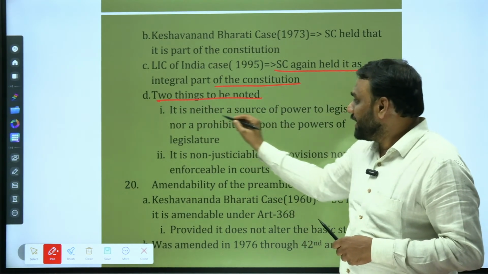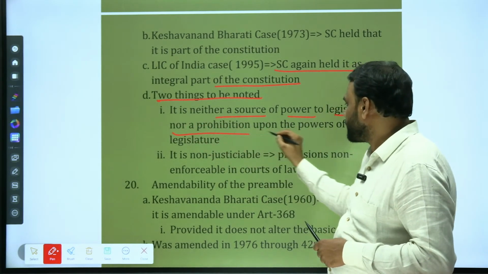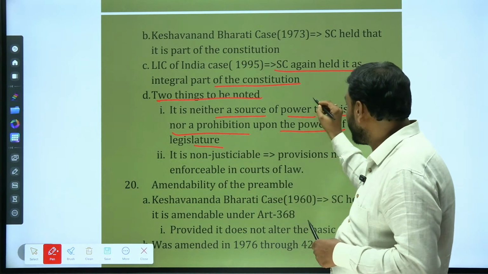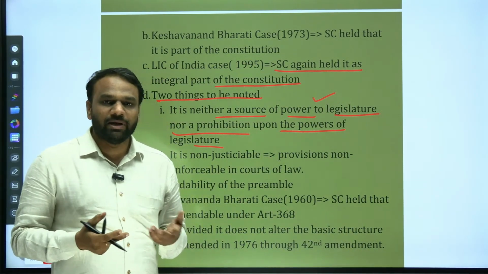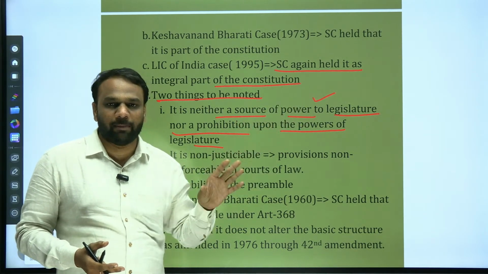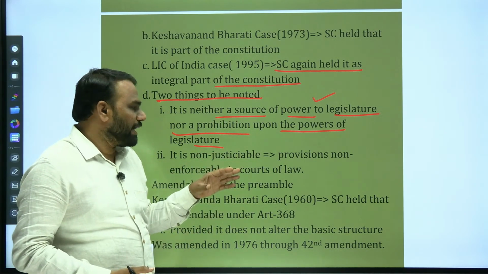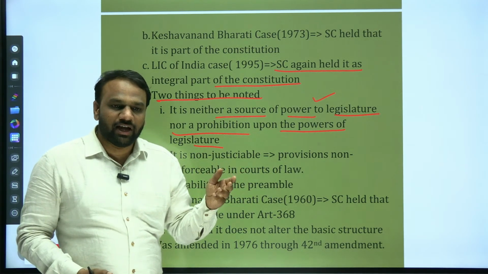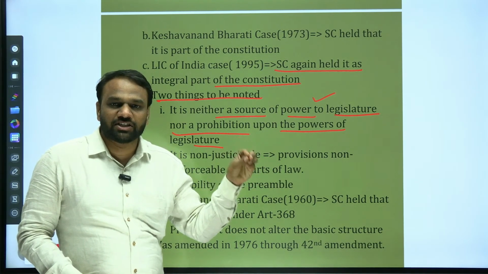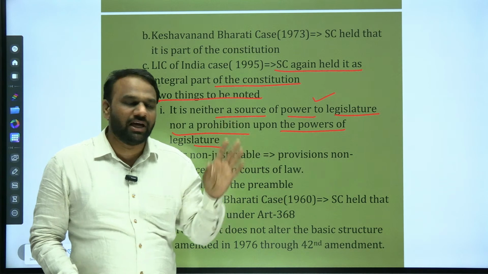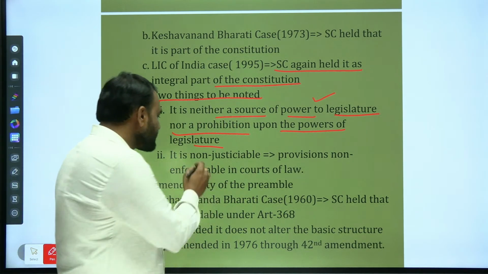What is that? It is neither a source of power to the legislature nor a prohibition upon the powers of legislature. Very important. It means government cannot make any laws by saying that we are implementing the provisions of the preamble. So preamble does not act as a source of power to the legislature. At the same time, government cannot say that I will not do it because there is a restriction in the preamble. So preamble does not act as a restriction for the actions of the government or the legislature. Very important.